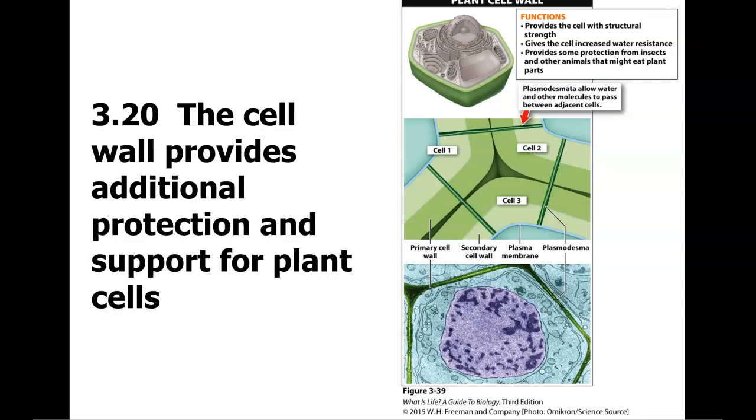You can see these different connections that will help the plant communicate with other cells around it, and that's the plasmodesmata that we talked about. So all of the cells are interlinked or connected.